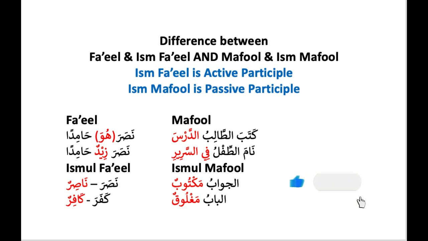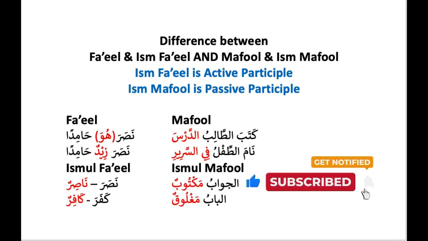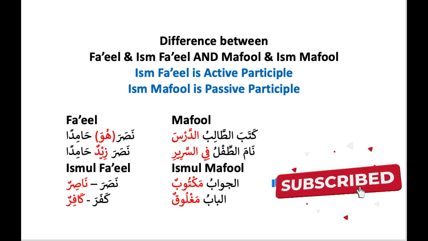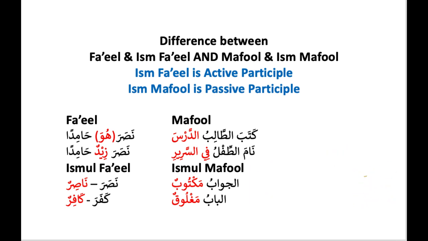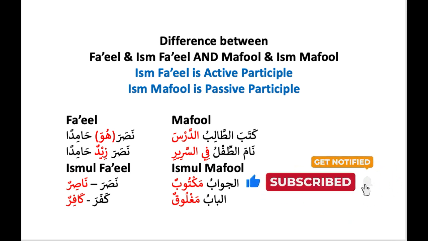But Ismul Fa'il means it's an ism derived from the verb. Nasara is the verb, he helped, and Nasirun is Ismul Fa'il, it means the one who helped, the helper. Similarly, Kafara, he disbelieved, Kafirun, the one who disbelieved. It means the disbeliever. So Nasirun and Kafirun, they are Ismul Fa'il derived from a specific verb.